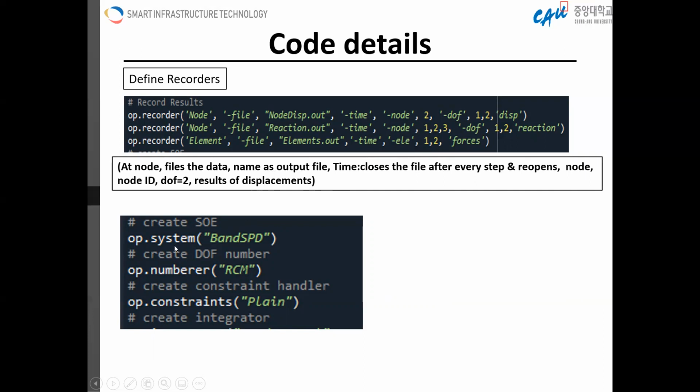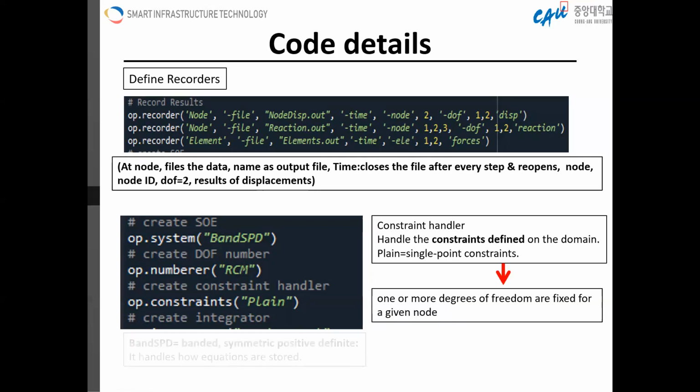Then we come to defining some analysis steps, like what system of equations we are going to use, which is band SPD. Band SPD is symmetric positive definite. It handles how equations are stored. And then we define the numberer, RCM. I have defined it in the next slide, but it is just to give numbers to the system of equations. Basically, the system of equations is going to reflect degrees of freedom, so it is just going to give numbers.